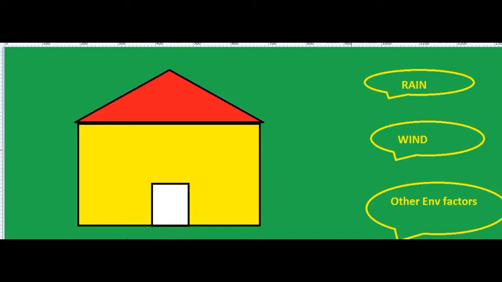So what is stability? Stability means the state of being stable, that is to be robust. I always felt that building a circuit is similar to building a house. We need to make sure that our house is robust, that is it is resilient against the variations in rain, wind and other environmental factors.